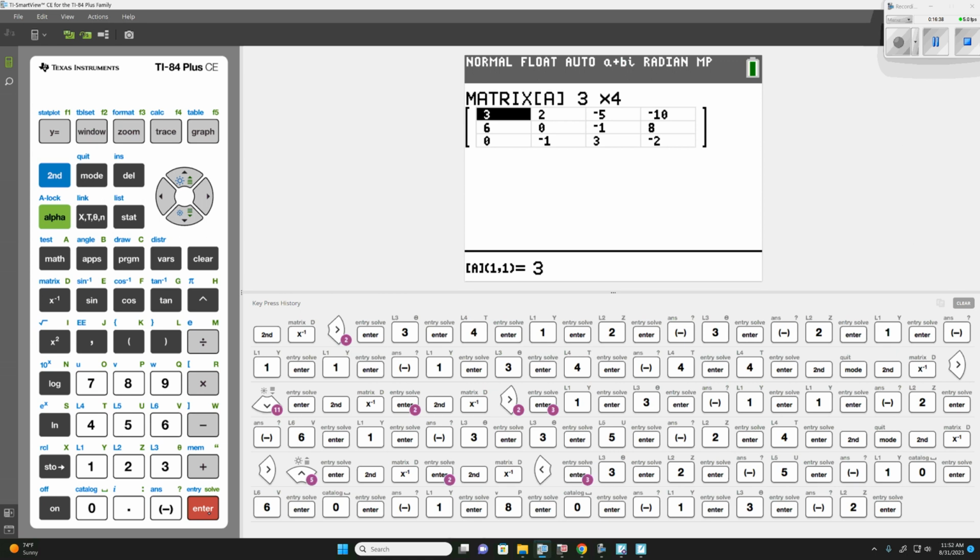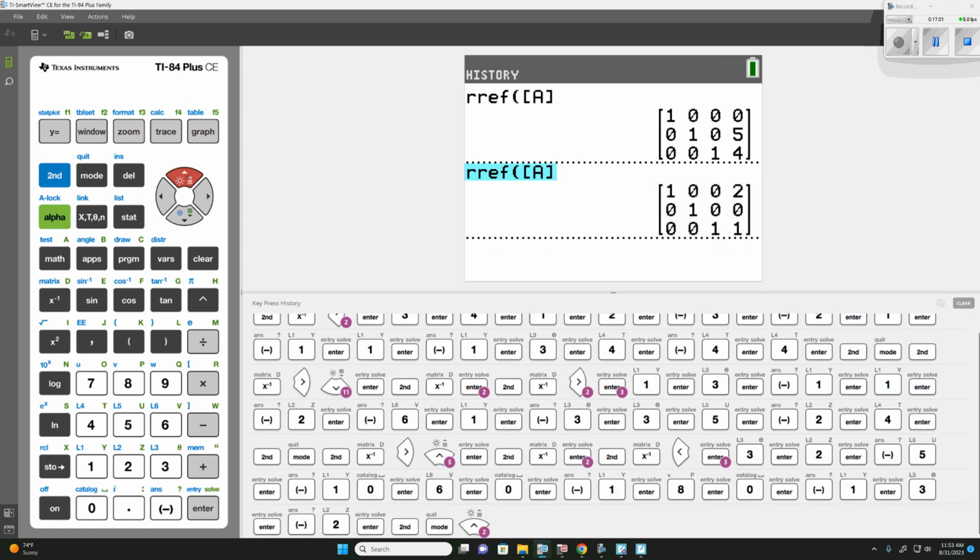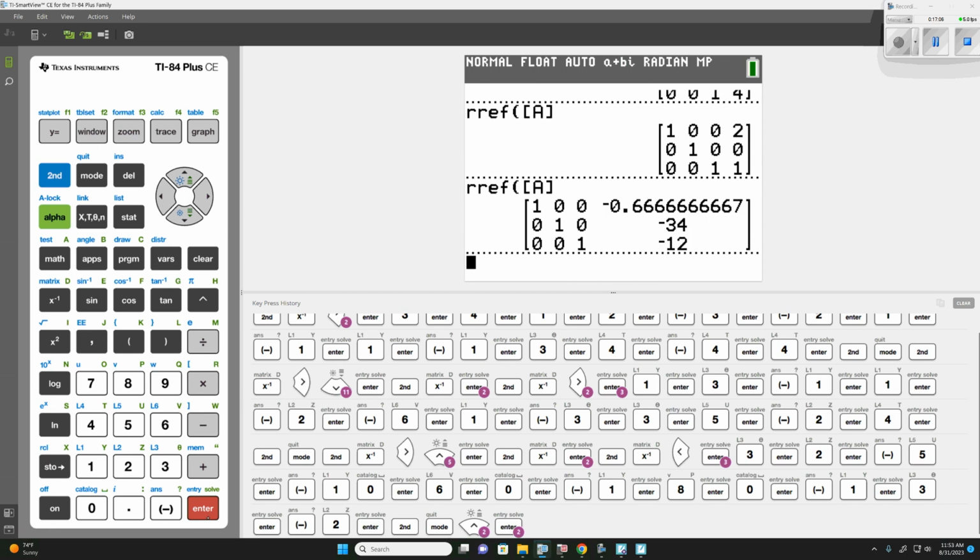One of the things I will say is the more that you do these, the faster you're going to get at typing it in. Second quit. Now, if you notice, we already have RREF matrix A several times above it, yes? So we could do second matrix, go over and get REF, then go second matrix, recall matrix A. Or I can highlight this, hit enter, it'll pull it back down, hit it again, and we get our answer. Because since we changed matrix A, it's reapplying it to the new matrix, not the old one.